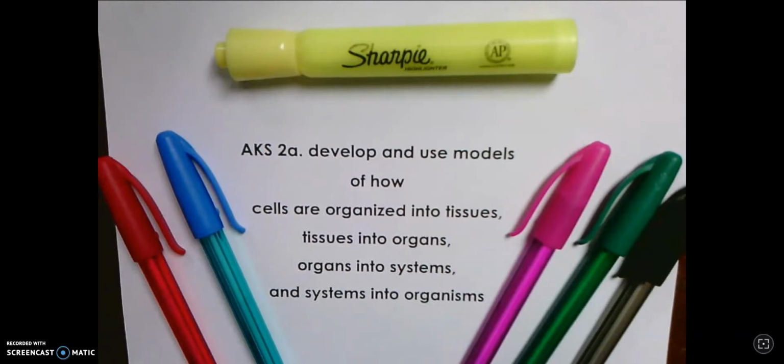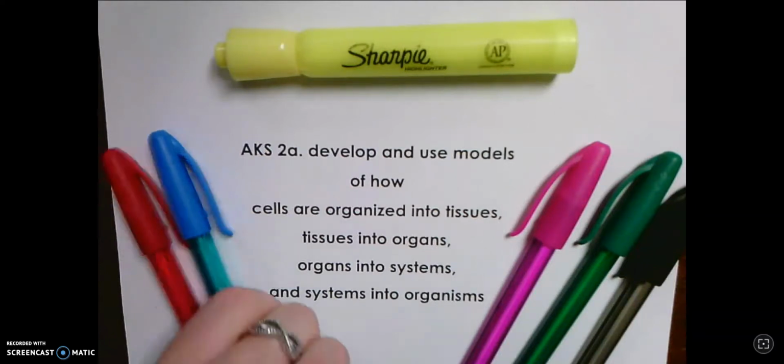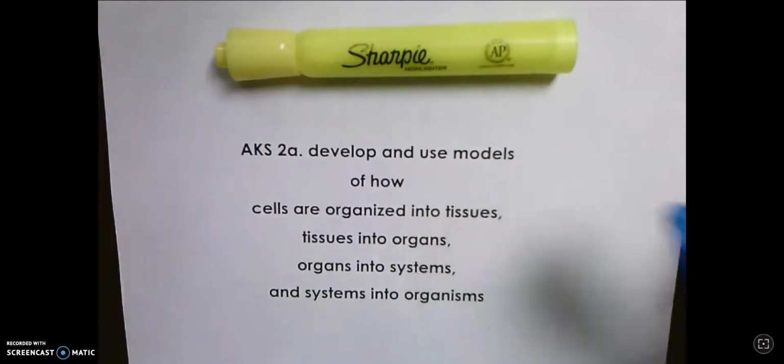I'm going to use these 4 different colored pens and a black pen, as well as a highlighter as I go through and break down this AKS. You can use multiple colors as well, or you can choose to do this all with your pencil. Whatever's easiest for you. I want us to start by circling the AKS number. So AKS 2A is the one that we are looking at today.